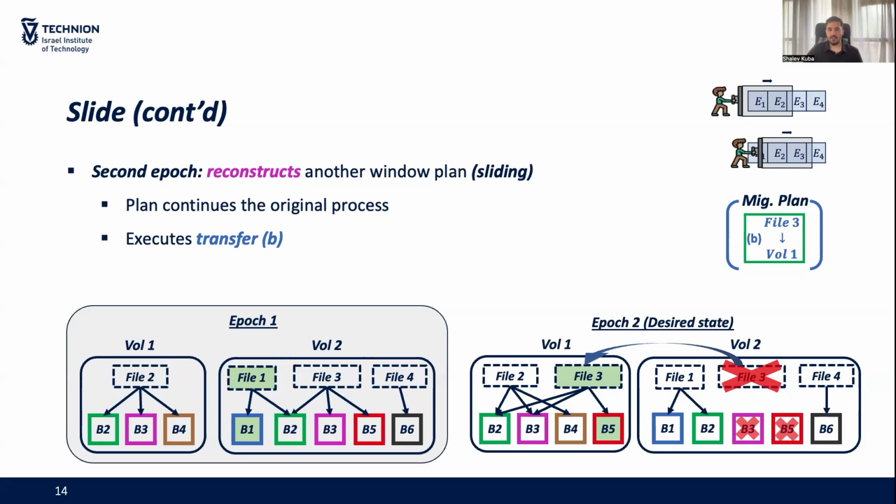In particular, in contrast to balance split, if file 5 is added by the user to volume 2 during the first epoch, Slide would choose to transfer this file along with file 3 to volume 1 as it reconstructs the plan at the start of the second epoch.